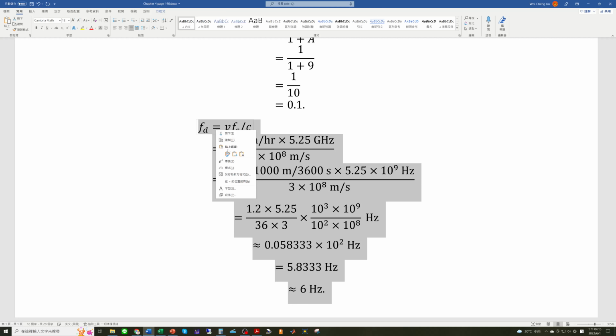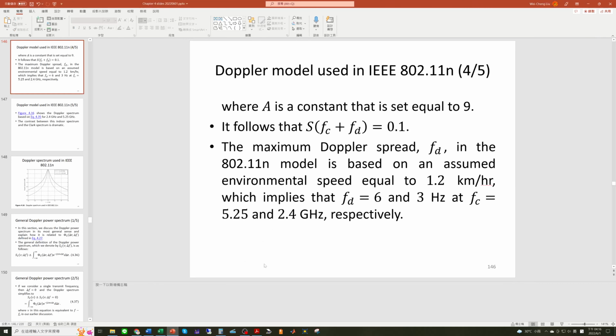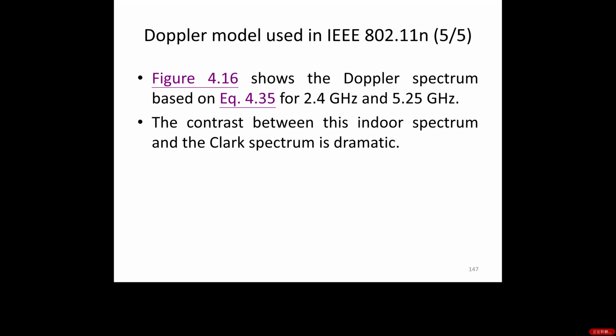So let me align at the equality sign. So finally we have found that FD is approximately 6 hertz, which is the same as the 6 hertz in the slides. And when Fc is equal to 2.4 gigahertz, using the same method, we can find FD is equal to 3 hertz, which is left to you as an exercise. So next page.